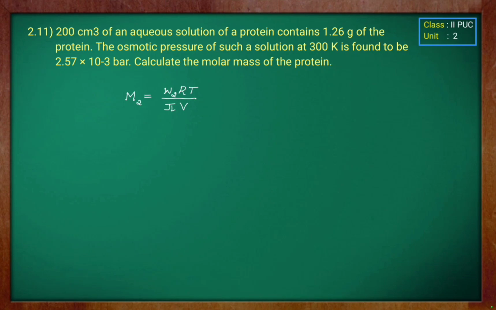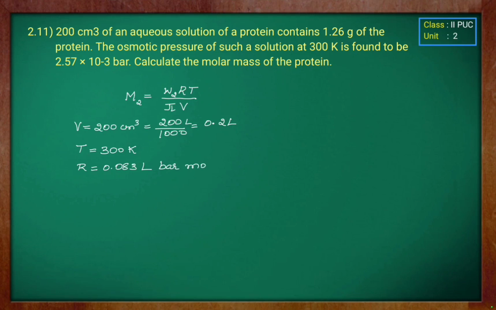We will list the various quantities that are given to us in the question. So we have volume of aqueous solution V, that is 200 cm cube or 200 ml. This should be in terms of liter, so we have to divide it by 1000. So in terms of liter, we have 0.2 liter of the solution. And we are provided with temperature T, that is 300 Kelvin. And we know the value of R, that is 0.083 liter bar per mole Kelvin. Let us substitute all these values into the formula.